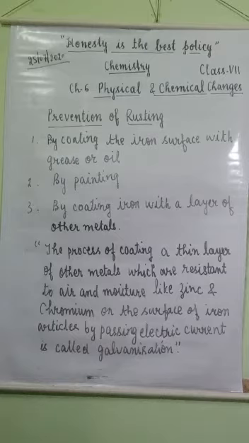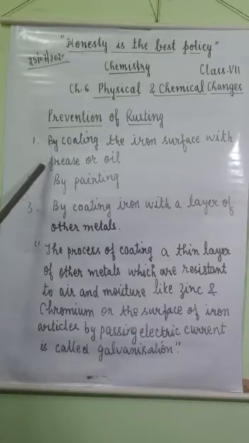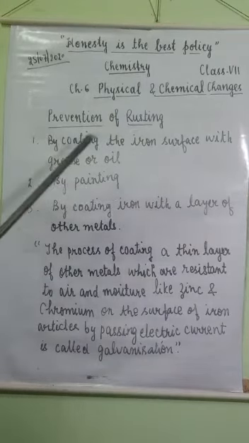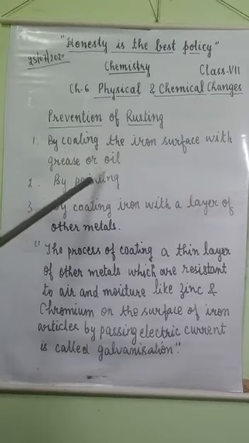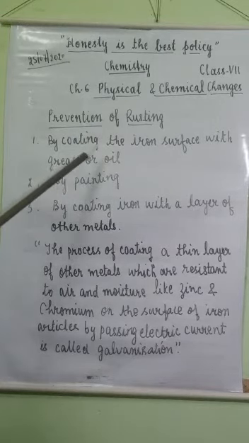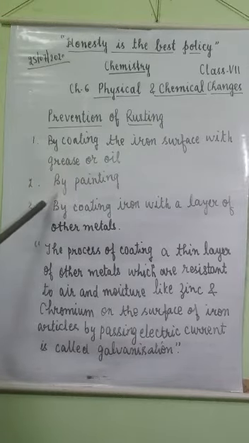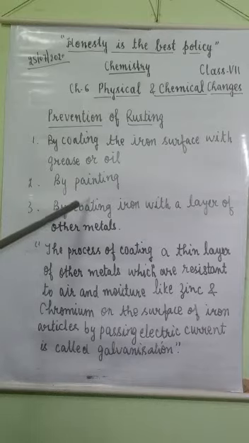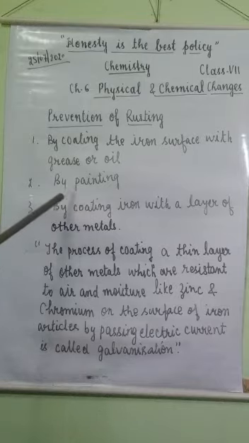We can prevent iron articles from coming in contact with air or water or both by coating the iron surface with grease or oil. Means by greasing or oiling we can prevent the iron surface from rusting. We can also prevent iron articles from rusting by painting. You have seen that windows and doors are all made of iron. So these can be protected by painting.